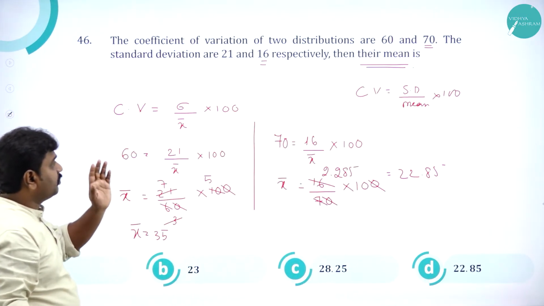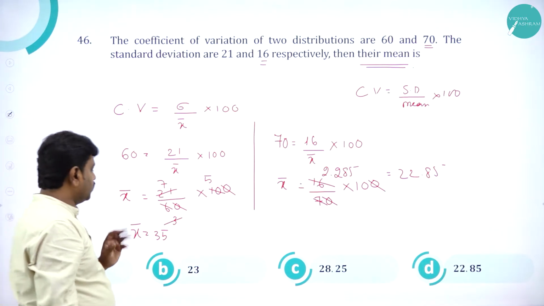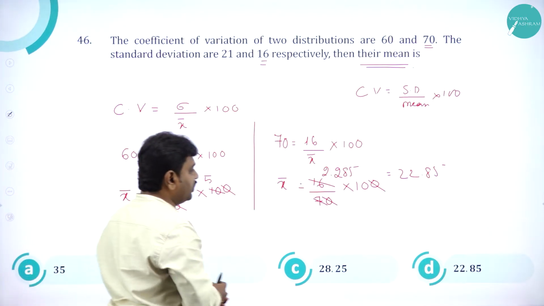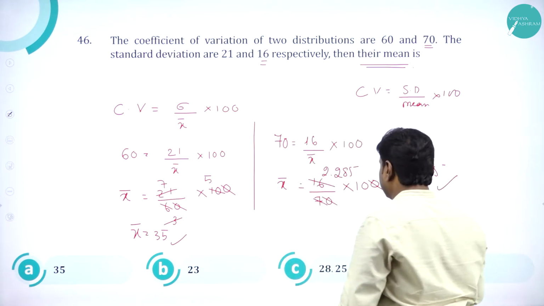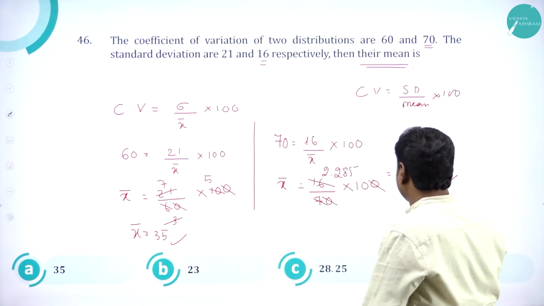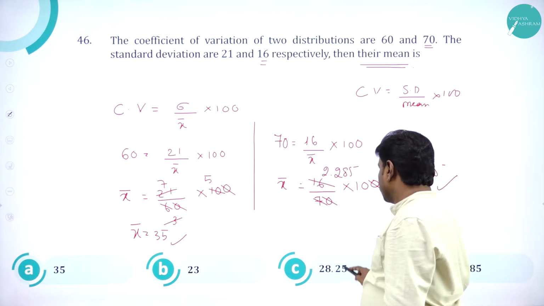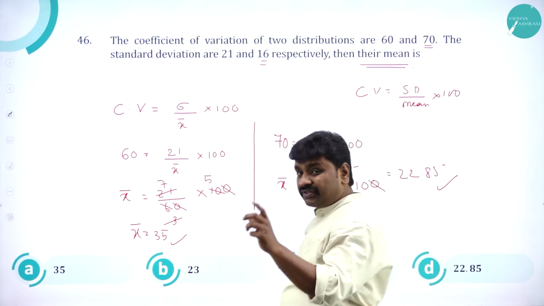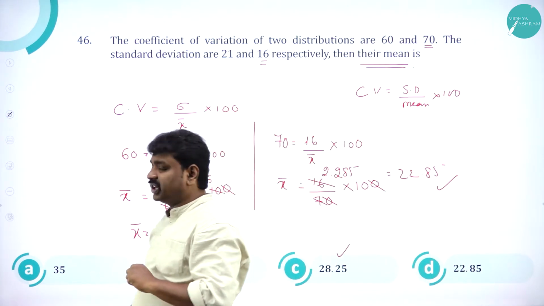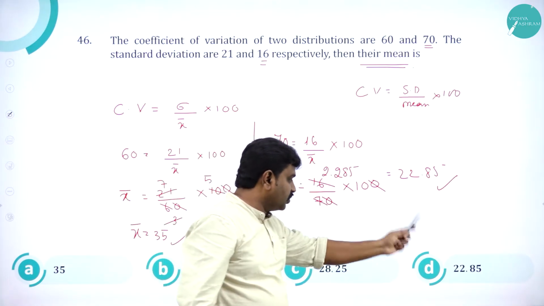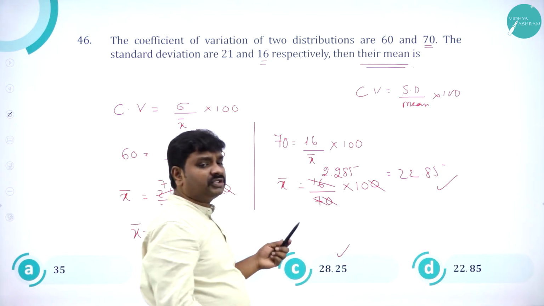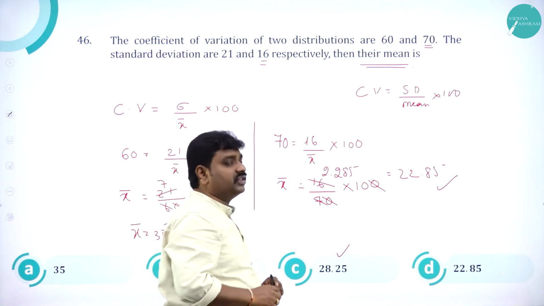Then their mean is, so either I have to find the mean for 35 and 22.85. The mean lies between 35 and 22.85. So that is 22.85. Or if they ask the mean for any one case, I can write 35. Or for the second case, the mean is 22.85. They want their mean. Means I will find the mean of both. Then I will get this.